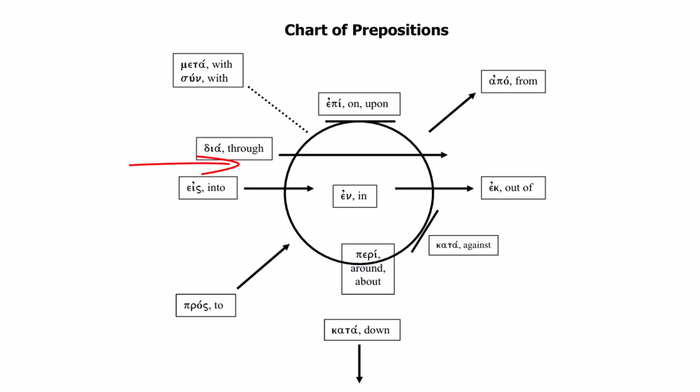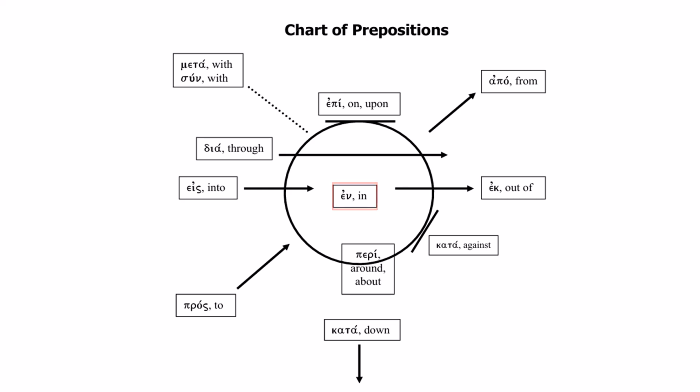And then you have the word dia. Dia means through. As you can see, the arrow is going through the circle. It's crossing through the circle. So the word dia means through. And then you have the word en. En means in. It's very simple. En means in. As you can see, the placement is inside the circle.